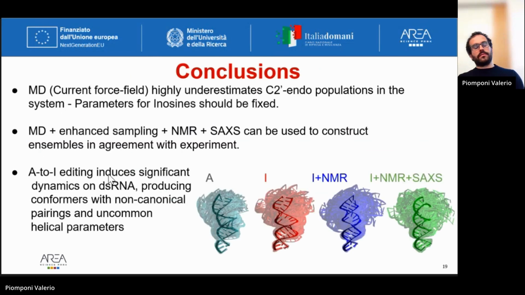So just to resume this work that I decided to present here, we show how molecular dynamics, in particular the current force field that we were using for these inosines, works badly, highly underestimating the C2 endo population in the system, meaning that the parameters for inosine should probably be fixed. But we also show how a combination of molecular dynamics with enhanced sampling techniques, and in particular by integrating data coming from NMR and SAXS experiments, can be used to construct ensembles that are in much more agreement with experiments. And then we also shed light on to what extent this adenosine to inosine editing induces significant dynamics on double-strand RNA, producing conformers with non-canonical pairings and altering common helical parameters.